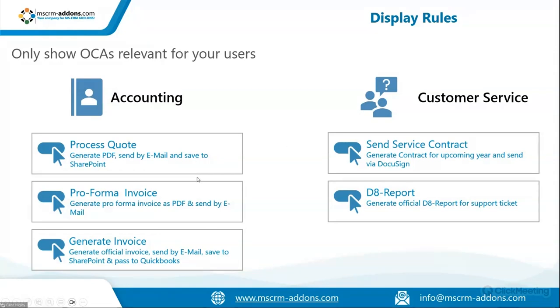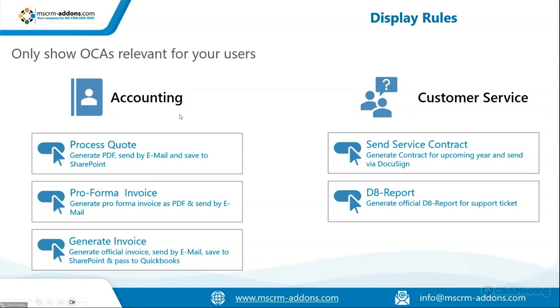So the customer service team does not need to see these, and the accounting team does not need to see these. With display rules, you can conditionally select when the one-click action is shown. It can be done by security roles, by business units, and also by teams.